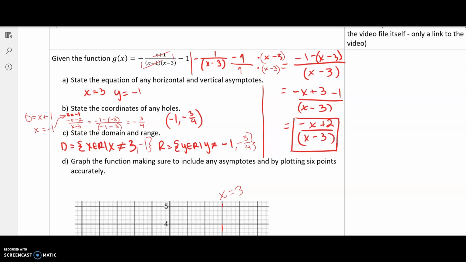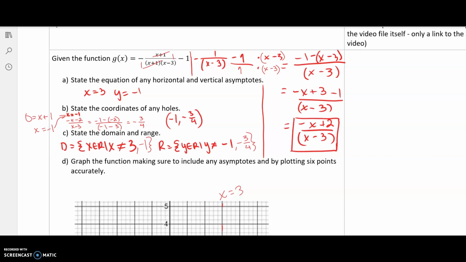And what we're going to do with the negative 1 is multiply it by x minus 3, because we want the denominators to be the same and we want to be able to make one equation. So we're going to multiply the numerator and denominator by x minus 3. Then we're going to get negative 1 minus x minus 3, and then x over x minus 3. And then we're just going to keep simplifying until we get the final equation, which is negative x plus 2 over x minus 3. So the first question asks to state the equation of any horizontal or vertical asymptotes.